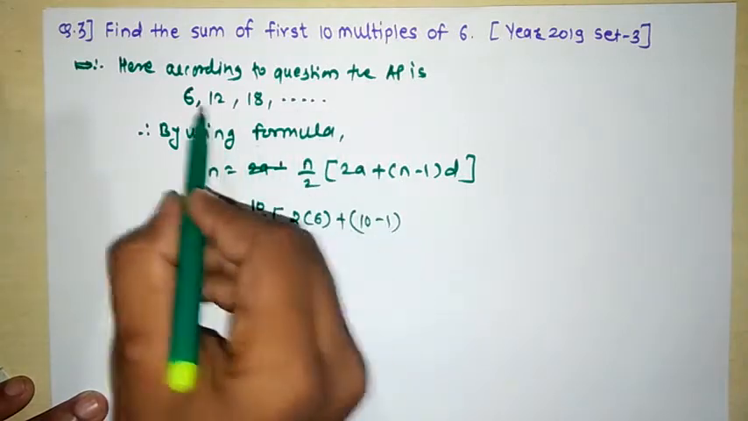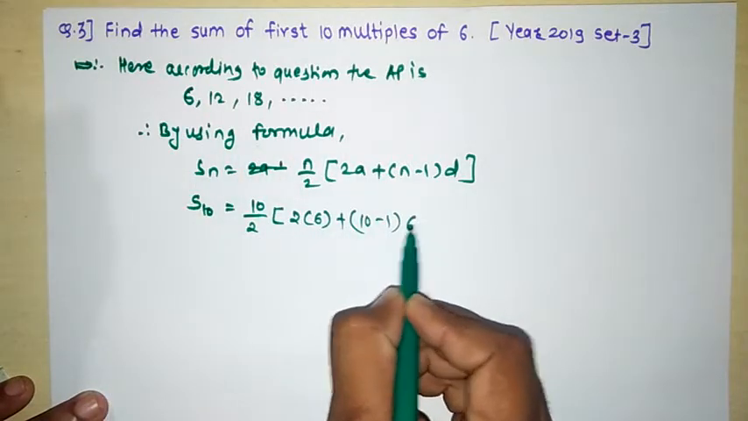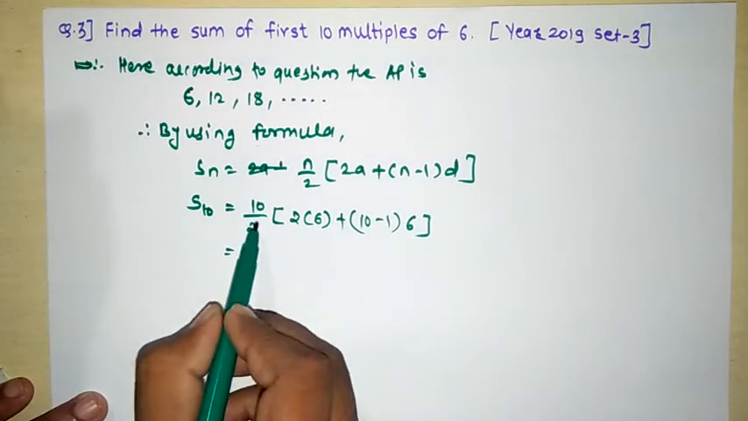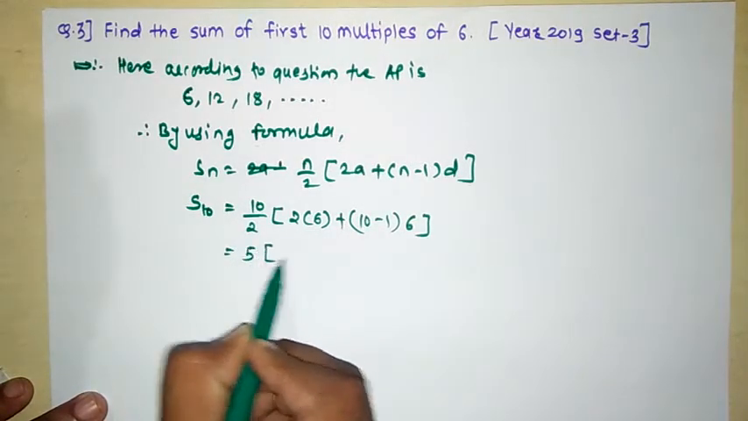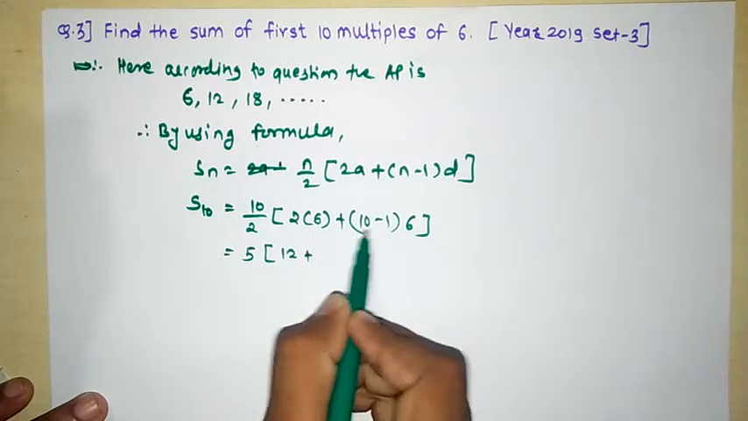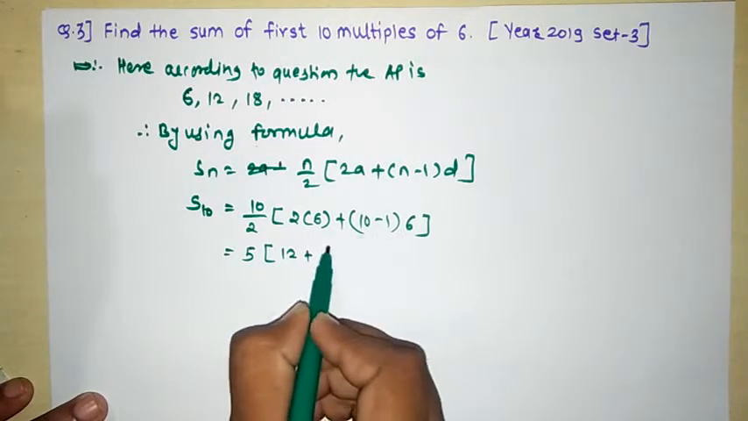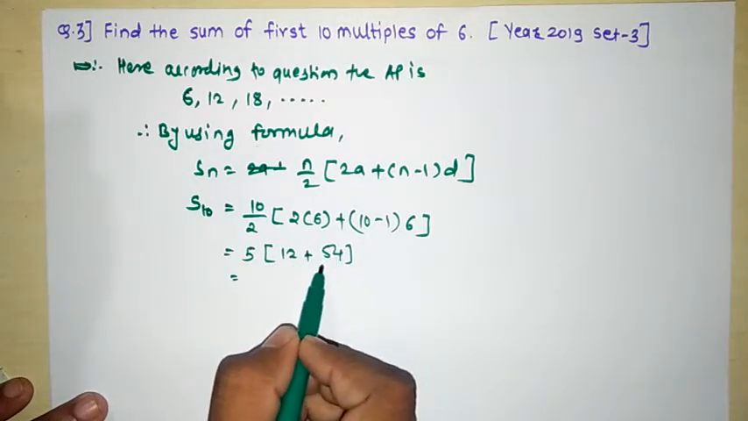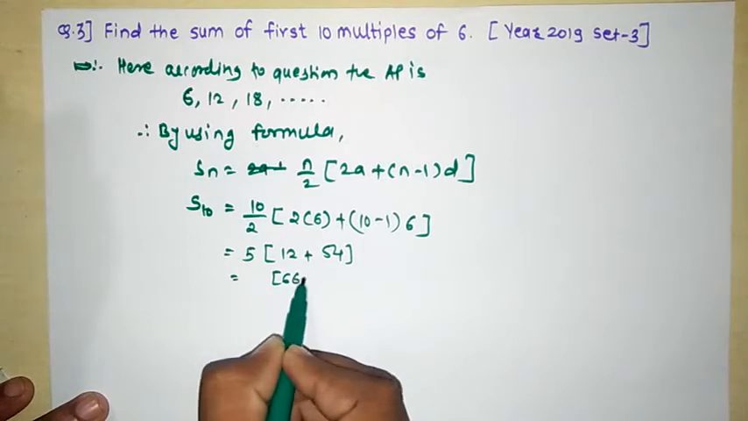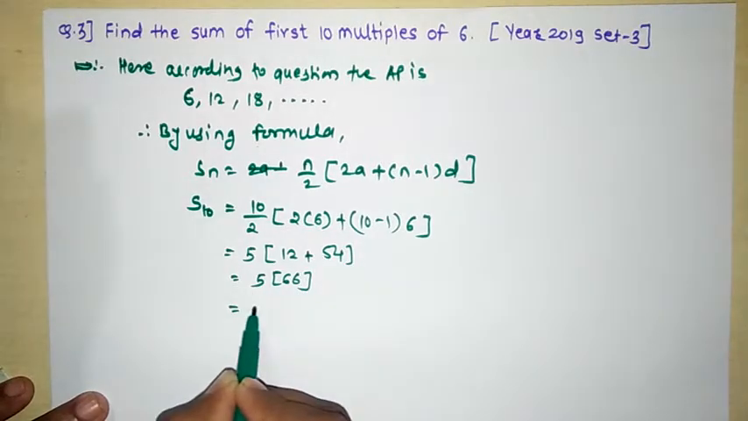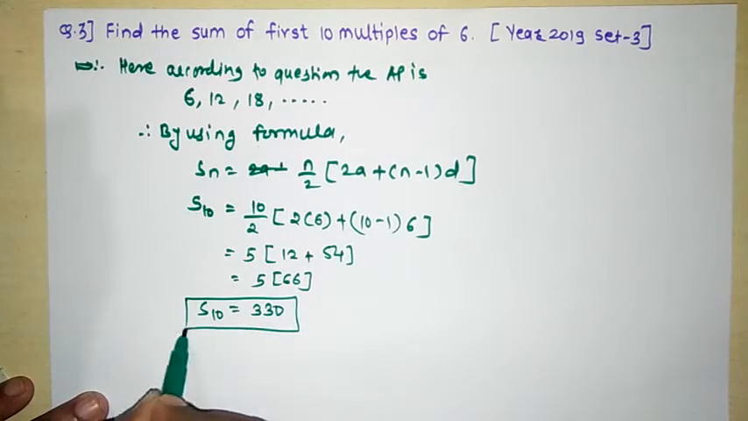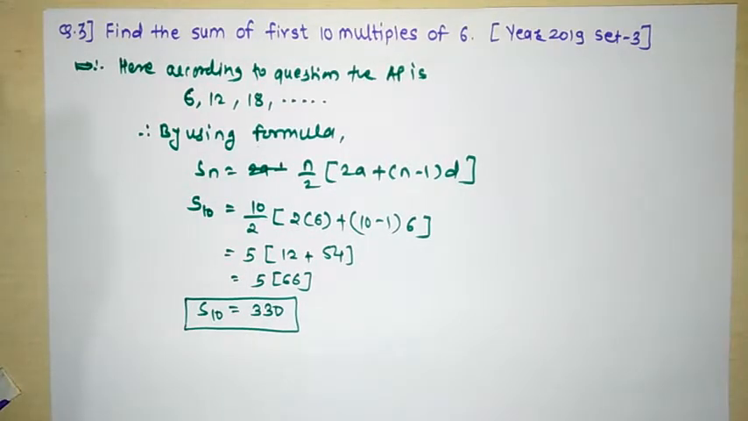What is the d here? 12 minus 6, which is equal to 6. Common difference is also 6. 2 5s are 10, that is 5 here. 2 6s are 12. 10 minus 1 is 9 into 6, 54, which is equal to 54 plus 12 is equal to 66 into 5, which is equal to 330. Now we got the sum of the first 10 terms is equal to 330.